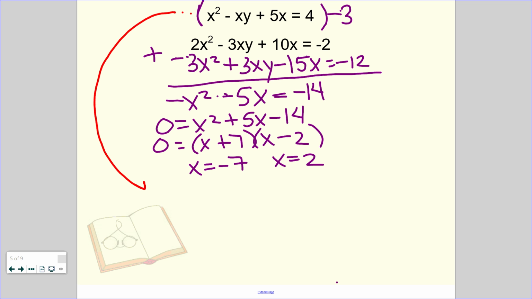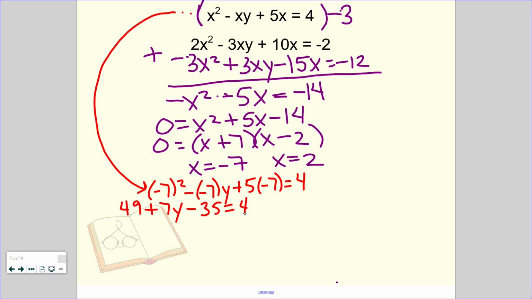I'll plug it into the top equation. You've got a few different places where you're going to have to plug x in here. So it's going to be negative 7 squared minus negative 7y plus 5 times negative 7 equals 4. So that's going to give me a 49 plus 7y minus 35 equals 4. That's going to give me, if I combine my 49 and my negative 35, a 14 plus 7y equals 4. Subtract 14 over, I'm going to get 7y is negative 10. So y is negative 10 sevenths.